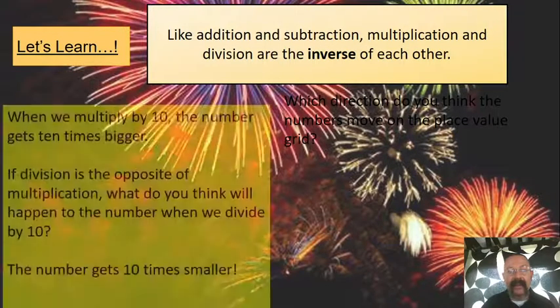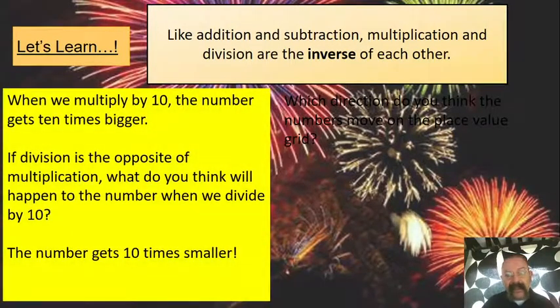Okay, so like addition, we've just talked about addition and subtraction. Multiplication and division are the inverse of each other. And when we multiply by 10, the number gets 10 times bigger. If division is the opposite of multiplication, what do you think will happen to the number when we divide by 10? So the value of that number will get 10 times smaller.